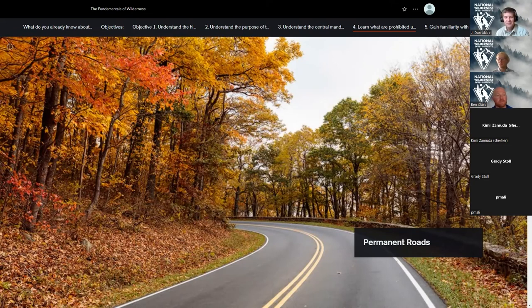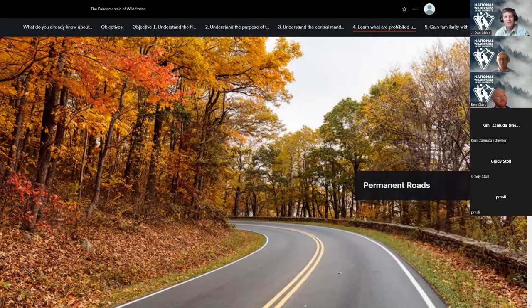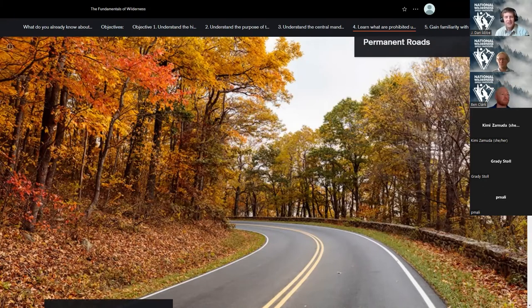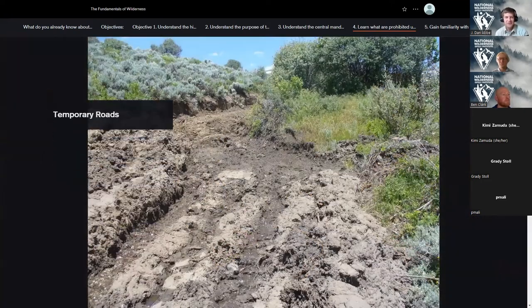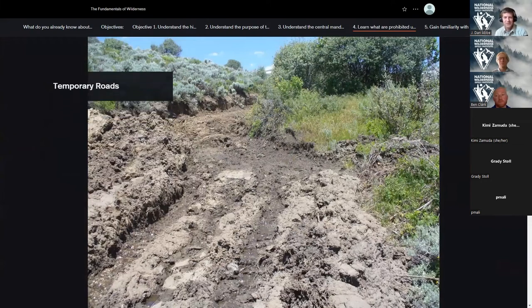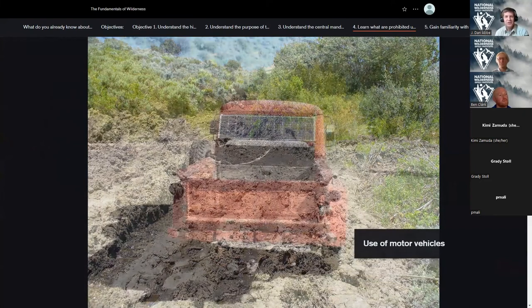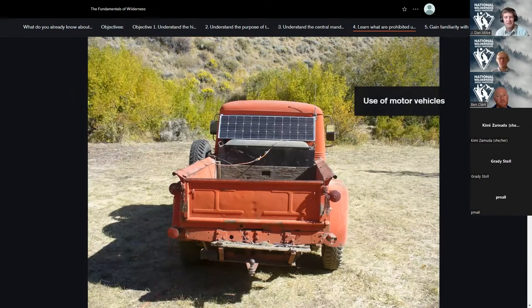So another prohibition in wilderness is any permanent road. So there should be no permanent road in wilderness, no paved road, no permanent gravel road. Another, we'll say number three, is a temporary road. So there is a prohibition against temporary roads as well. Use of motor vehicles. So no motor vehicles are allowed in wilderness. If you see one, you should really be surprised.